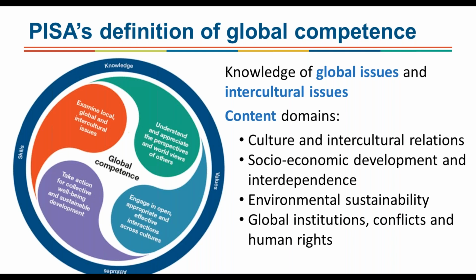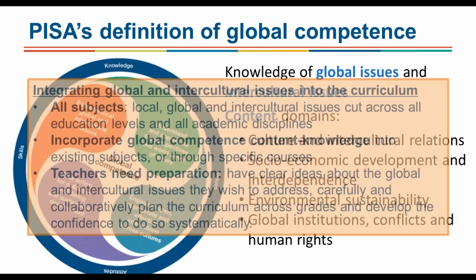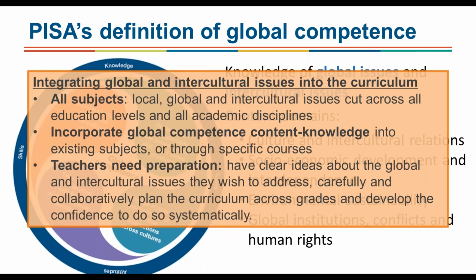But we've identified four content domains that broadly capture the range and complexity of such issues. And these are culture and intercultural relations, socioeconomic development and interdependence, environmental sustainability, and global institutions, conflicts, and human rights. And these four content domains are highly interdisciplinary, meaning that they can essentially be introduced into all areas of the curriculum. They can be introduced into all subjects and across all levels.